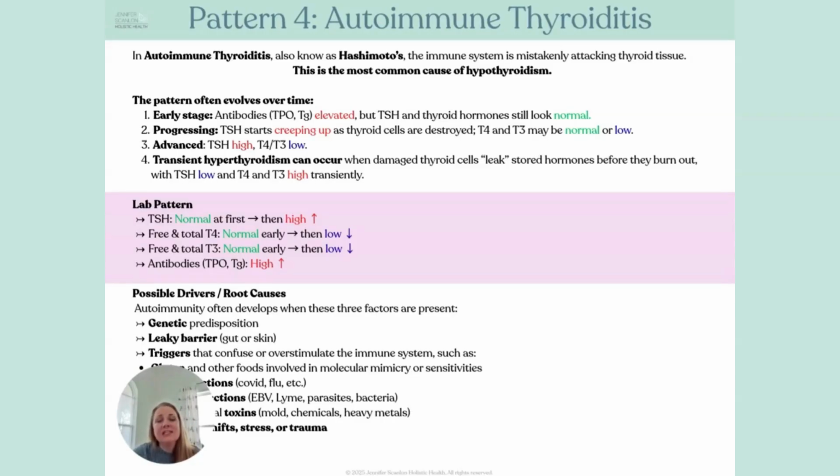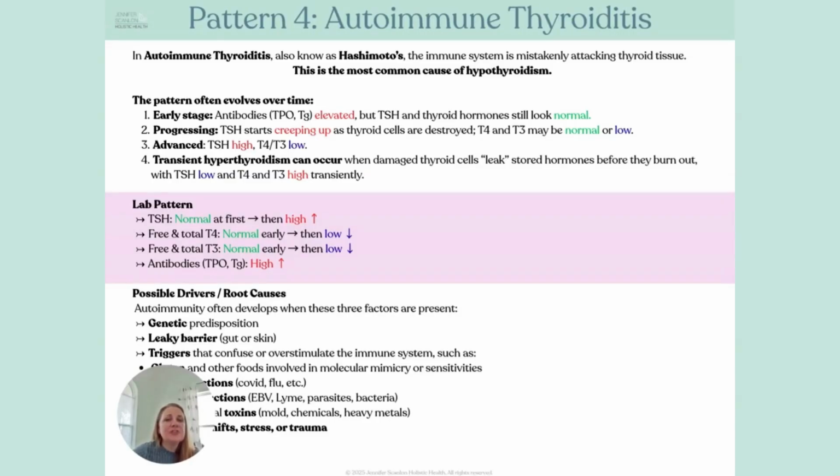So for lab work, this pattern evolves over time. In the early stages, you'll see the antibodies, TPO, TPOAb, elevated, but TSH and your thyroid hormones are still going to look normal. As it continues to progress and your thyroid cells are destroyed, your TSH will start creeping up, but your T4 and T3 can be normal or start to trend low. Once it's advanced and more thyroid tissue has been destroyed, your TSH will be high and your T4 and T3 will be low. And just know that sometimes a transient hyperthyroidism can occur.